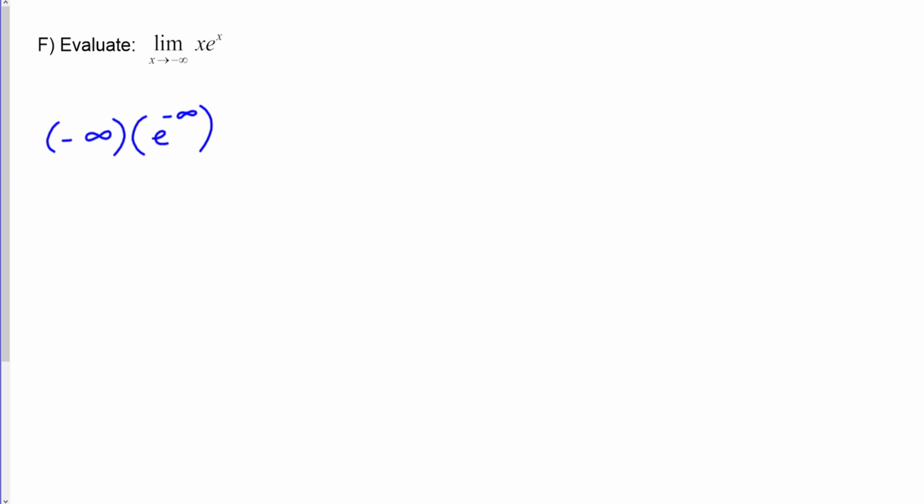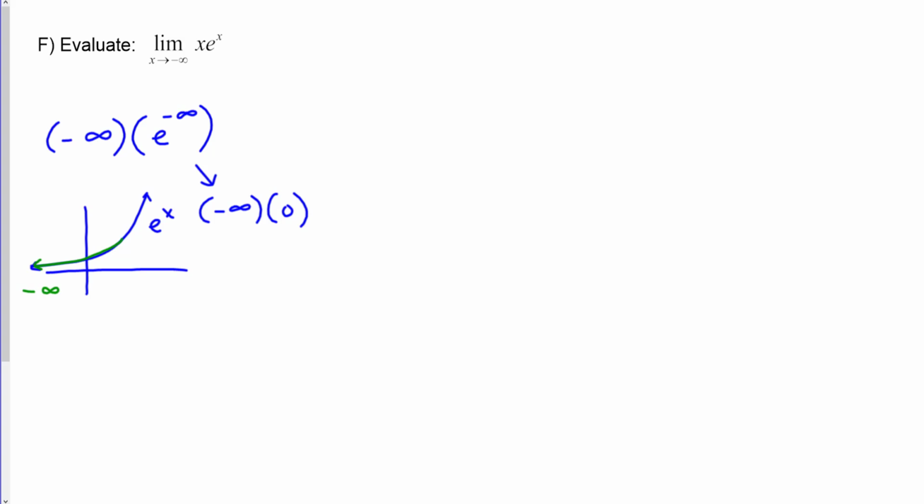But for e to a negative power, I'll just leave it as this. So e to the x looks like this. This is the graph of e to the x. And as x goes to negative infinity, which is over this way, this is approaching 0. So this is actually the form of infinity times 0, which is an indeterminate form, but it's not one that we can initially use L'Hopital's rule with. So we have to do a little bit of manipulation.